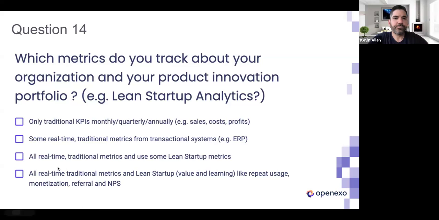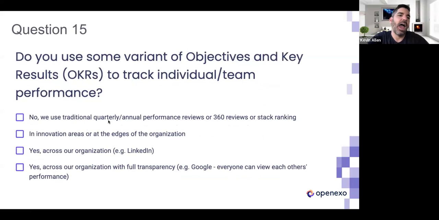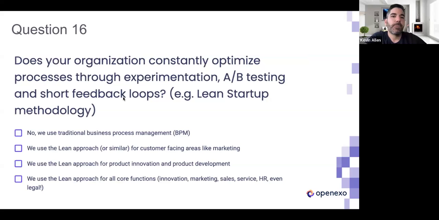And so I do think it's fairly clear. Then do you use some variants of objectives and key results? This may need an explanation of what OKRs are. If it does need an explanation, then obviously they should tick the first one. So this is also a dashboarding question.